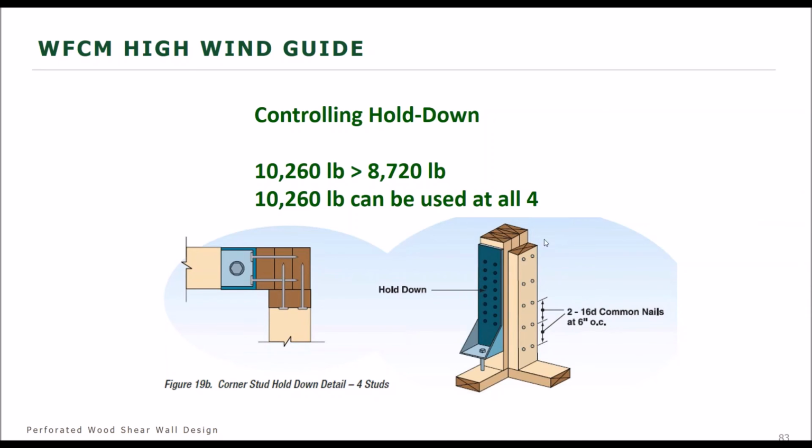So you see this illustration on the right here showing these 16D common nails at 6 inches on center. That's to allow for shear transfer between the walls so that you have a continuous load path to that hold down.